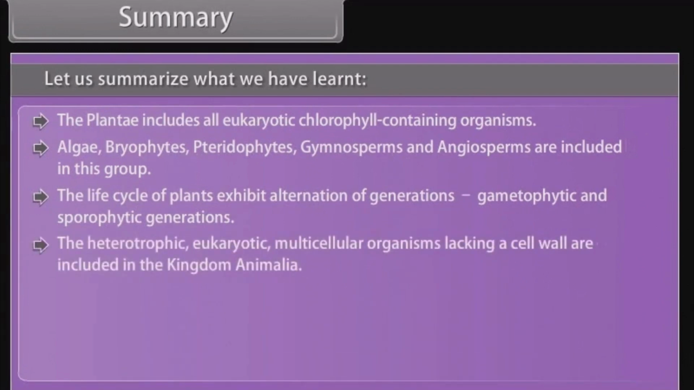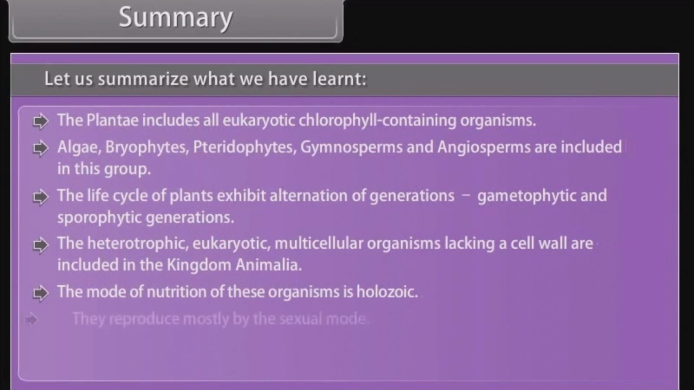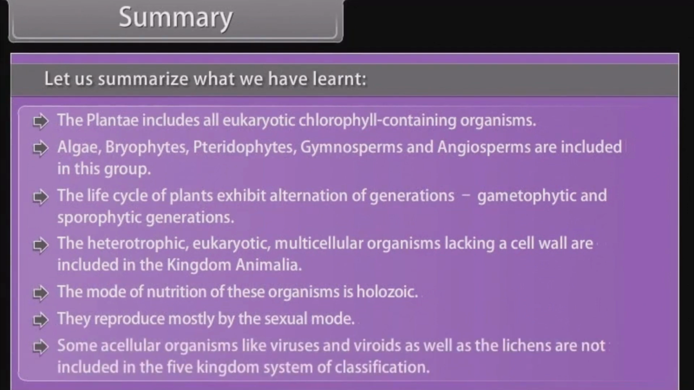The heterotrophic eukaryotic multicellular organisms lacking a cell wall are included in the kingdom Animalia. The mode of nutrition of these organisms is holozoic. They reproduce mostly by the sexual mode. Some acellular organisms like viruses and viroids as well as the lichens are not included in the 5 kingdom system of classification.